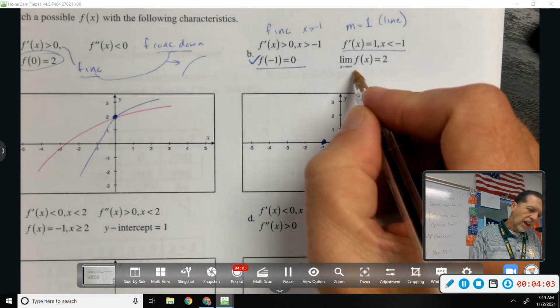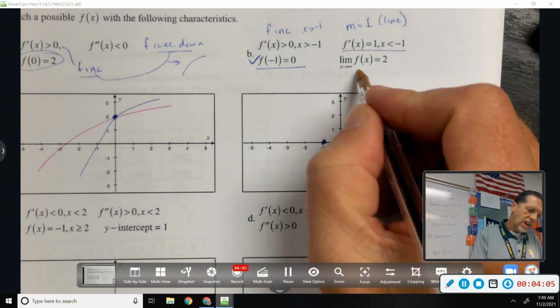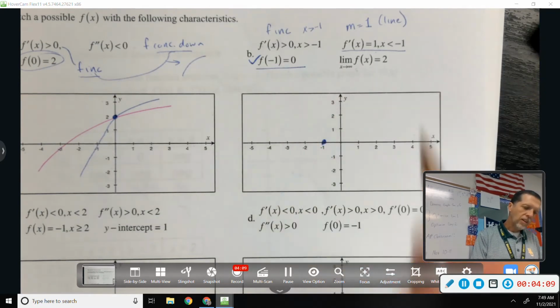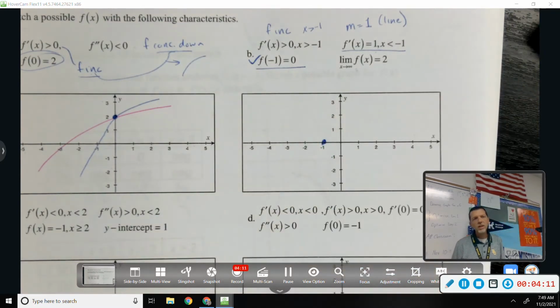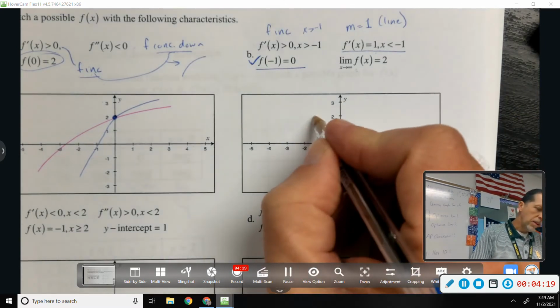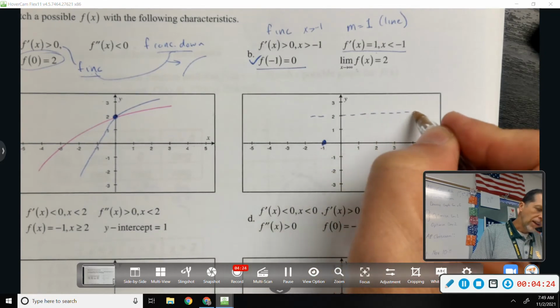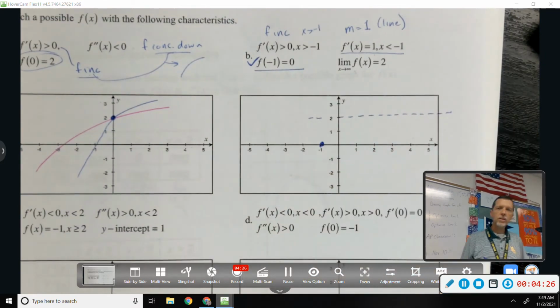And then as x goes to infinity, the limit as x approaches infinity of f of x equals 2. What does that mean? It may mean it doesn't go to 2, but it means it sort of approaches 2. So I'm going to put an asymptote at y equals 2, because we're going to get closer and closer to 2.